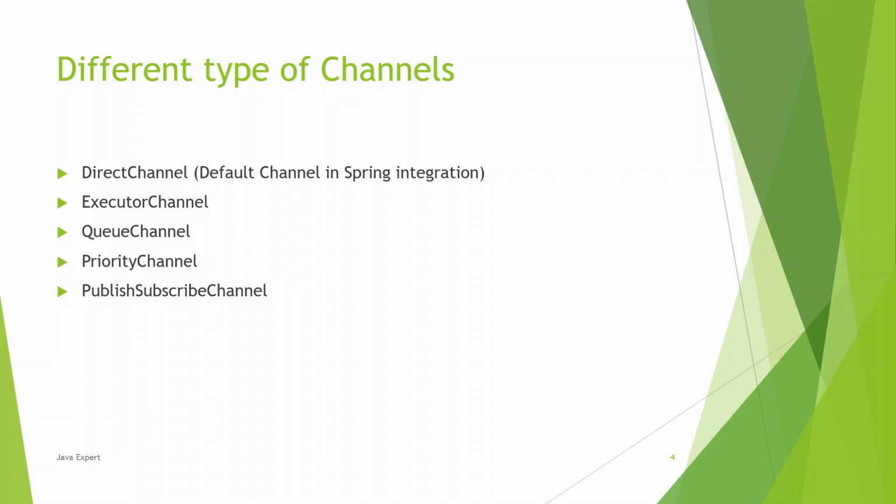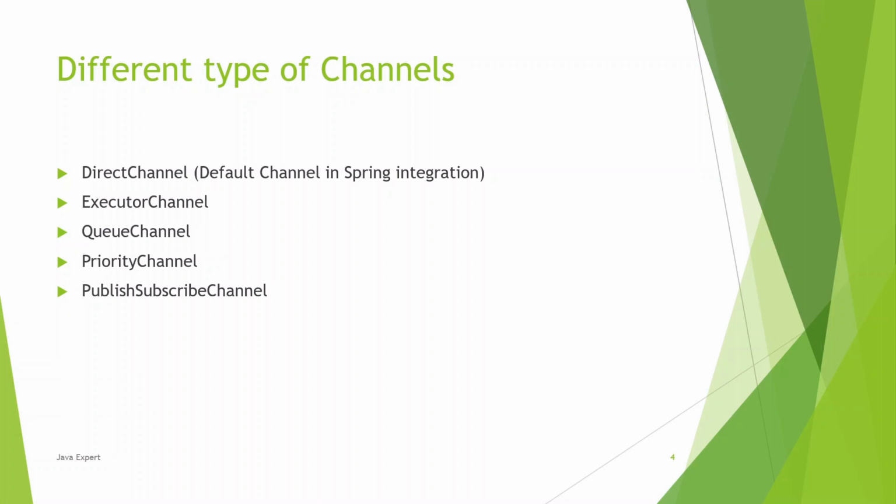But in the case of an executor channel, sender and receiver will be handled in different threads. The sender will place the message in a channel, a new thread will be created, and that thread will take care of the receiver side processing. For a requirement where we don't want to block the sender thread, we can go for an executor channel.